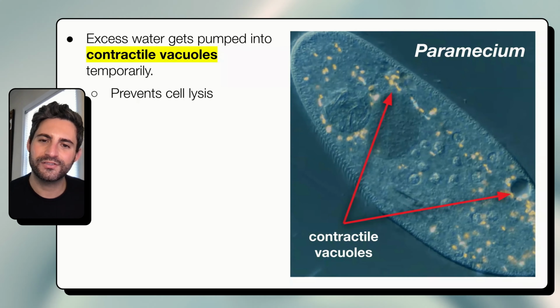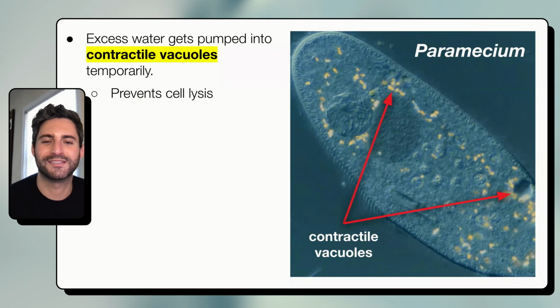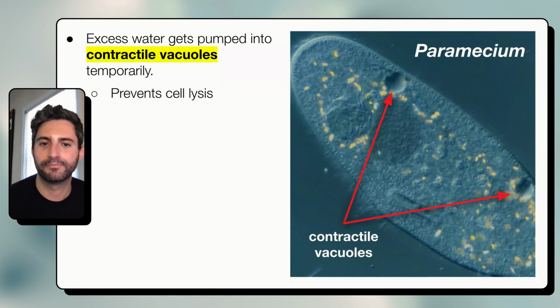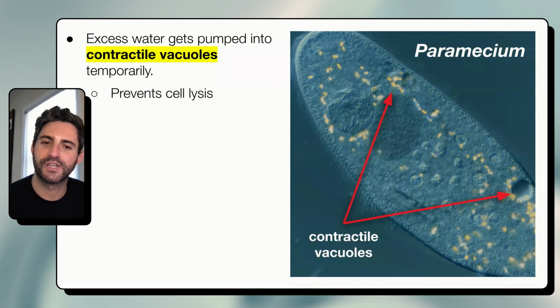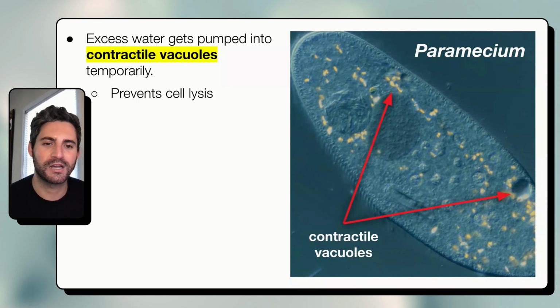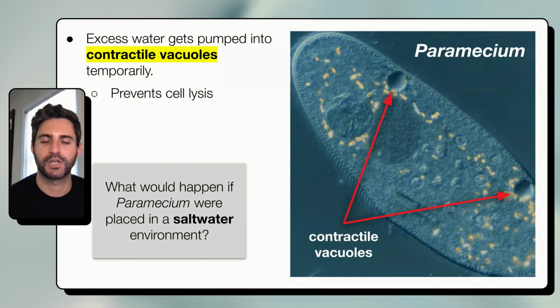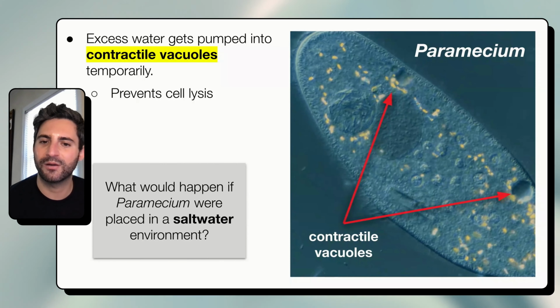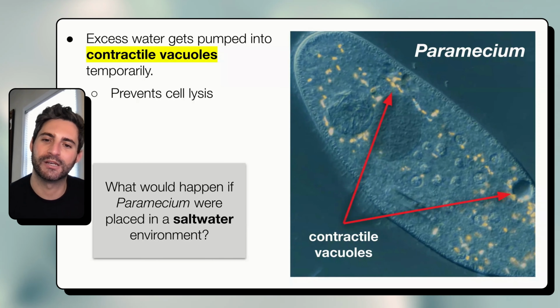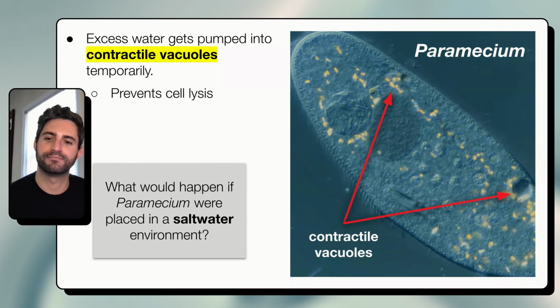Now, consider a scenario where paramecium finds itself in a saltwater environment. With a higher concentration of solutes outside, the osmotic balance shifts. What do you think would happen to the paramecium in this hypertonic environment? I'll let you ponder this question.